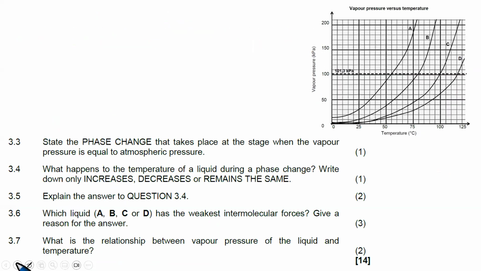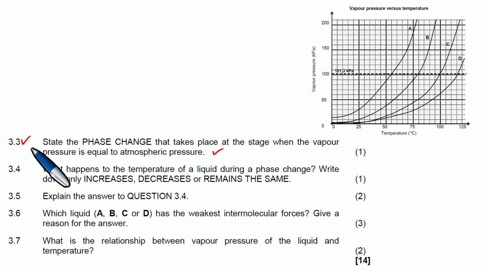Okay, now there's 3.3, and 3.3 is a very interesting one. Let's take a look at that. There's something called the phase changes in chemistry. State the phase change that takes place at the stage when the vapor pressure is equal to the atmospheric pressure. What is the state change that takes place at the stage when vapor pressure is equal to atmospheric pressure? Okay, we're looking at 3.3 right now.